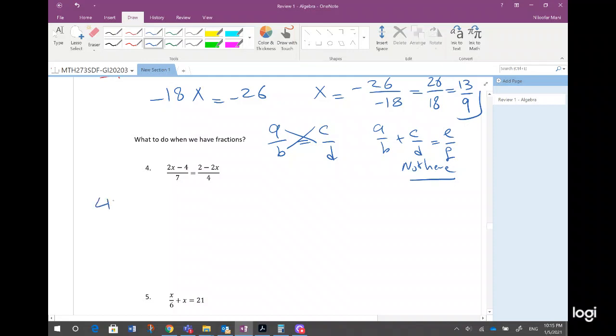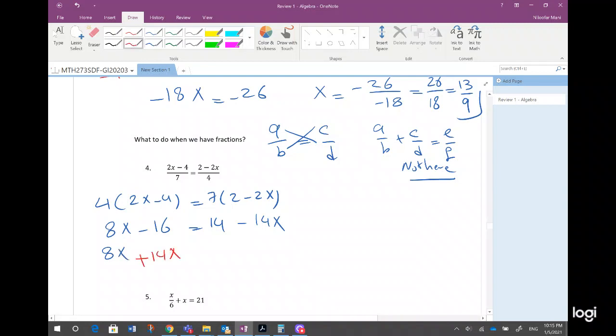So here 4 times 2x minus 4 equals 7 times 2 minus 2x. So it is 8x minus 16 equal 14 minus 14x. 8x plus 14x equal 14 plus 16. 22x equal 30. x is 30 divided by 22, 15 divided by 11 is the answer.